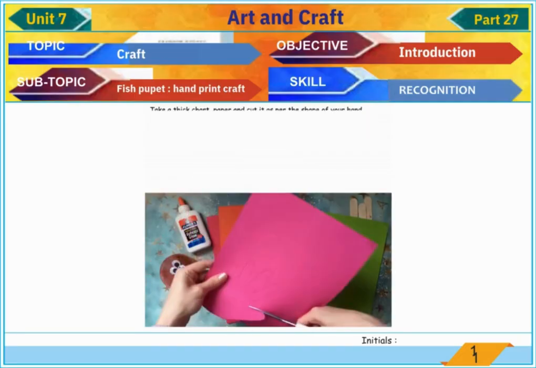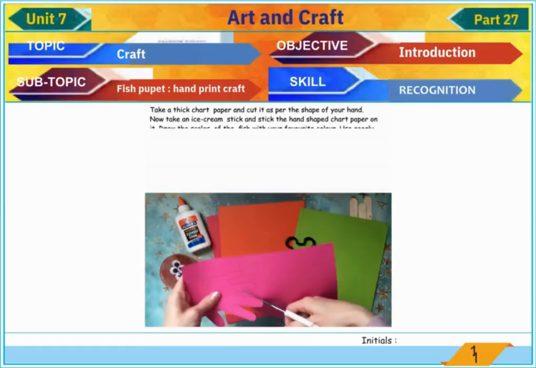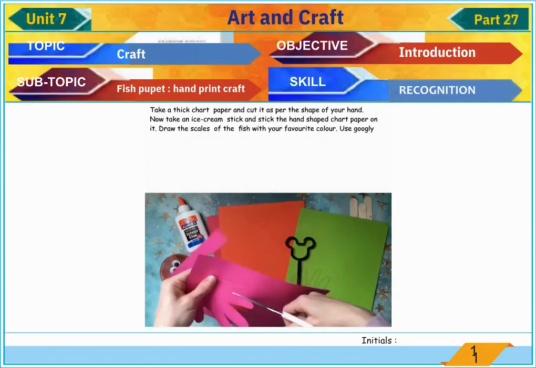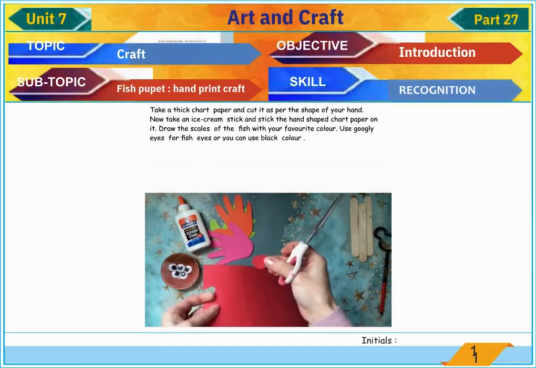Take a thick chart paper and cut it as per the shape of your hand. Now take an ice cream stick and stick the hand-shaped chart paper on it. Draw the scales of the fish with your favorite color. Use googly eyes for fish eyes, or you can use black color.